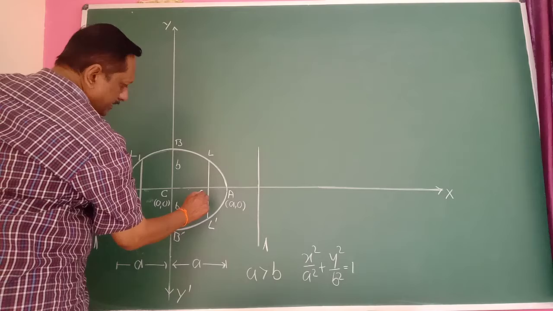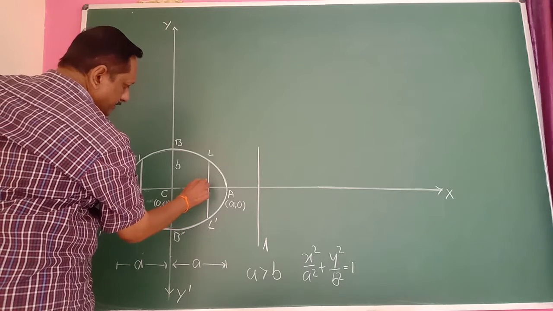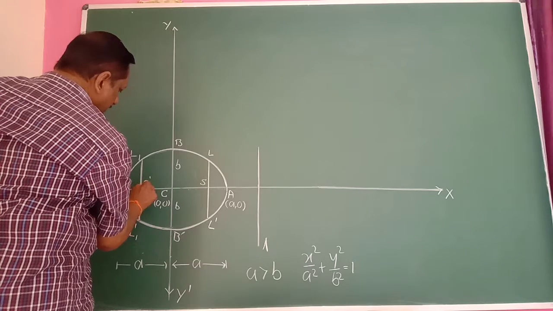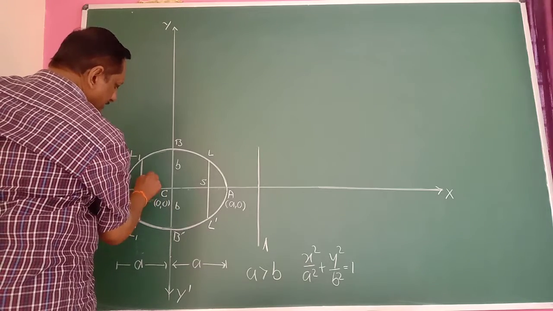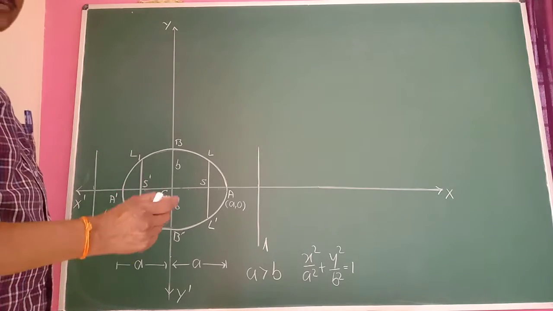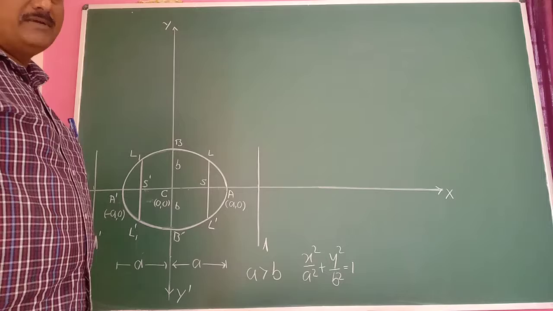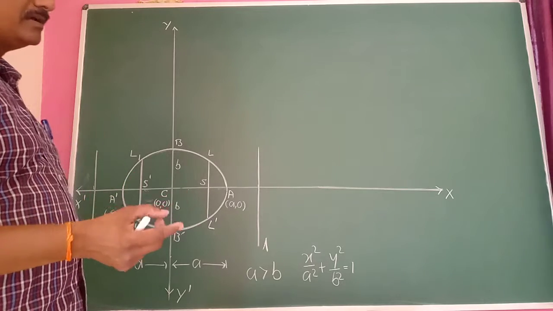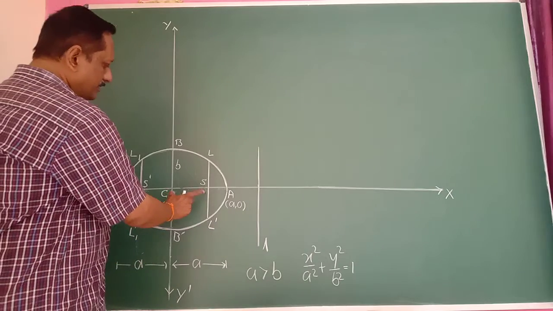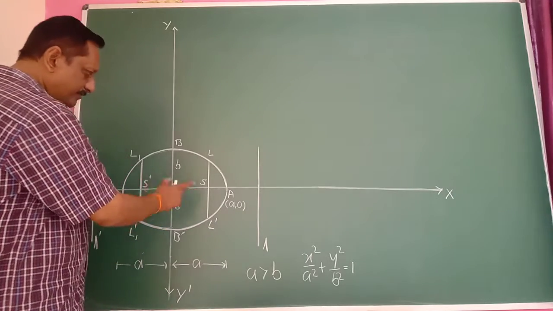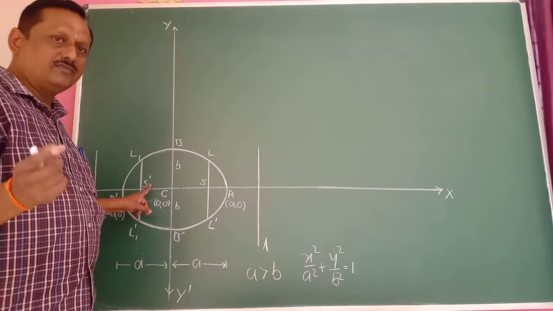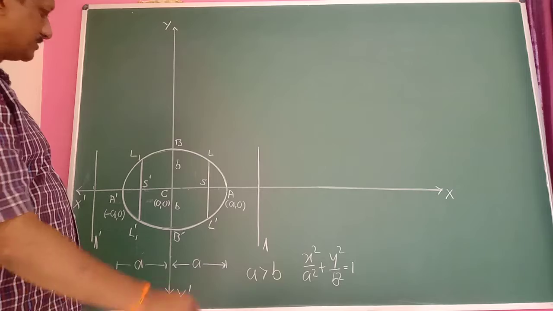Later, this point is S. Take this one as S and S dash. So S is the focus here, S dash is also one more focus. So therefore S and S dash both are foci. Sometimes it is abbreviated as foci also. So these, S and S dash, are called foci.